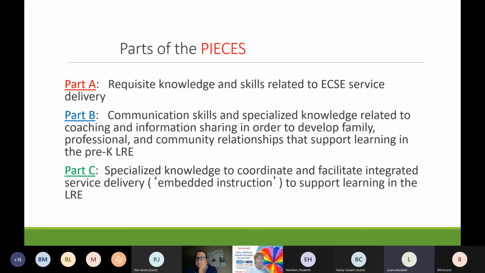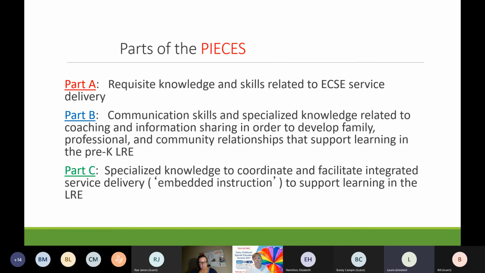And the PIECES, it's at the end of your book. It consists of 3 parts. Part A reflects the requisite knowledge and skills related to early childhood special ed service delivery. So it's everything that is special about your job as a special educator or a related service provider, or even if you're providing general education consultation to that.